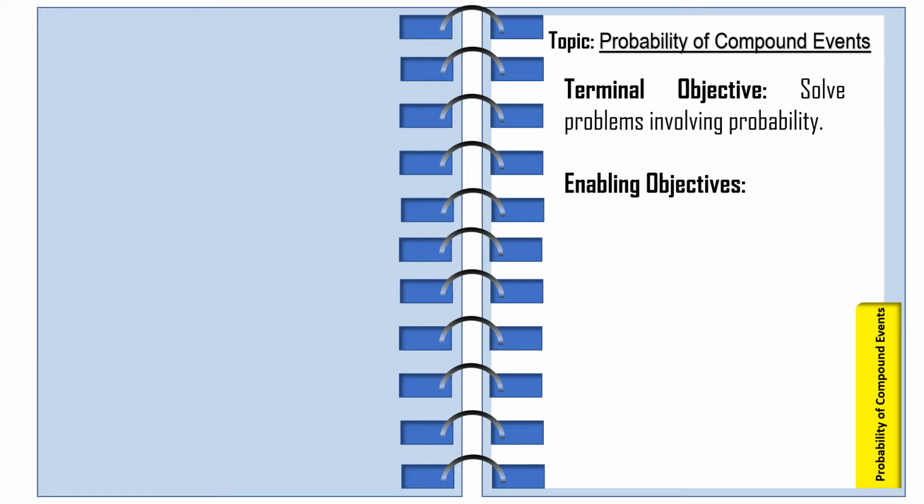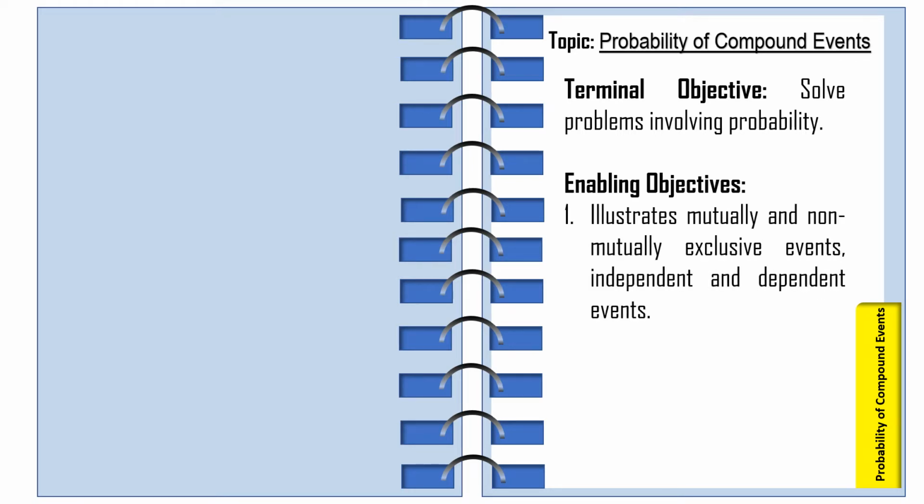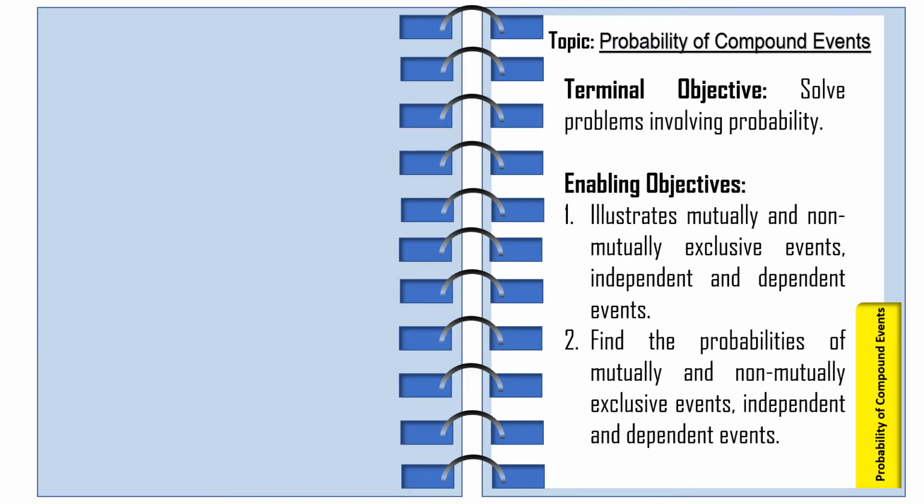Okay? So, to be able to achieve this objective, you need to have first the skill on how to illustrate mutually and non-mutually exclusive events, independent and dependent events, and also should be able to find the probabilities of mutually and non-mutually exclusive events, independent and dependent events. So these are the different kinds of events under probability. Okay, so I hope ay ready na kayo and equipped na kayo with the enabling competencies natin para sa last part ng ating discussion for this quarter. Okay?